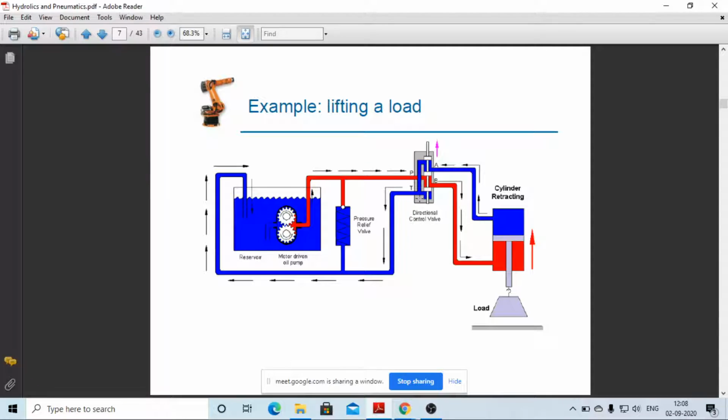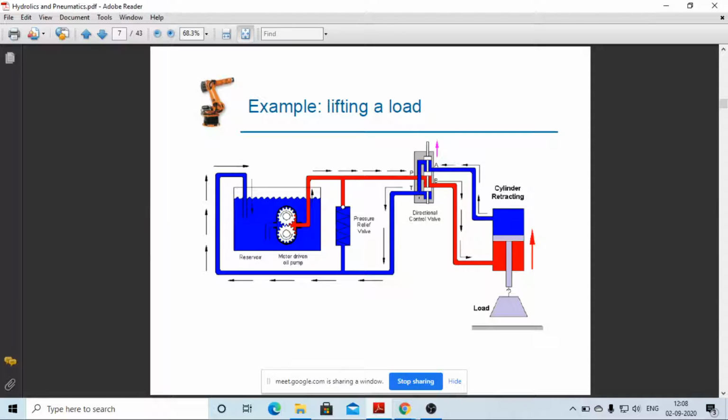So red means there is high pressure and blue means there is less pressure. The pressurized red line is going to the directional valve. Now the directional valve has four ports, two inlet ports and two outlet ports.